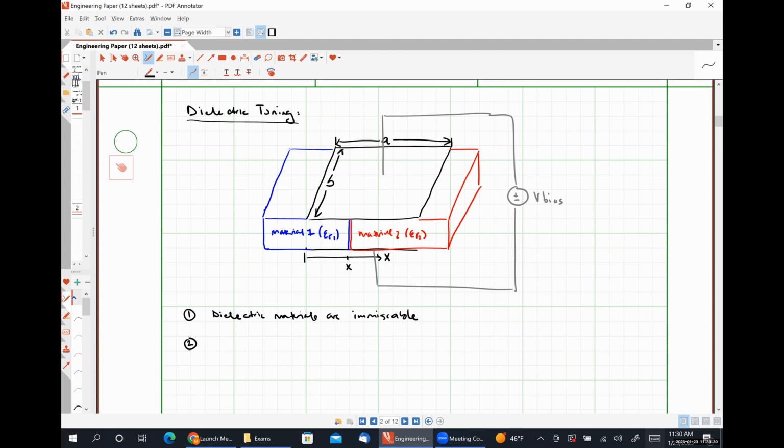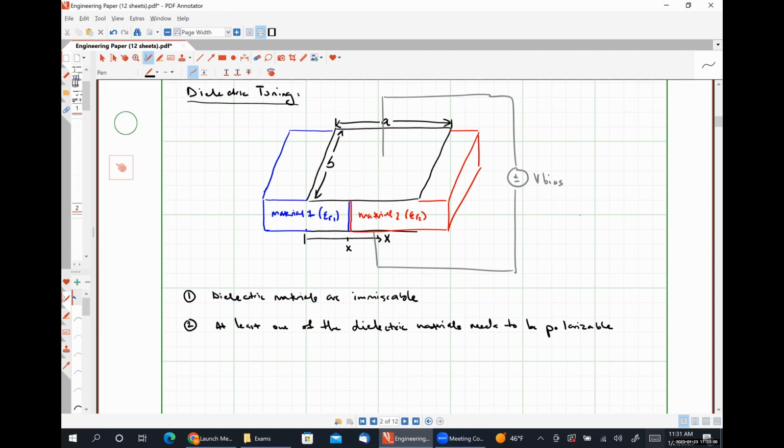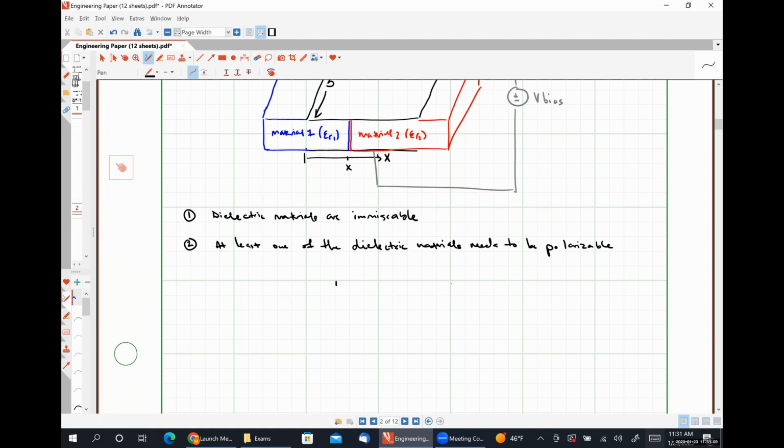And the second criterion is that at least one of the dielectric materials needs to be polarizable. Okay. So in this case, let's consider what happens if material 1 is polarizable. Okay, so I'm going to draw another simple little picture here.